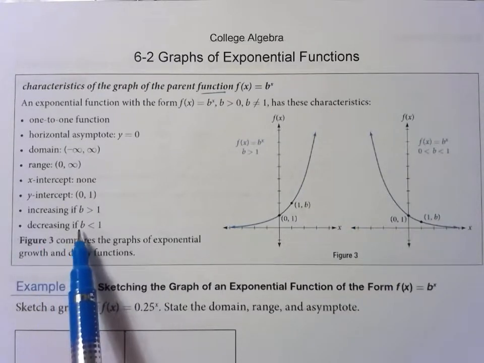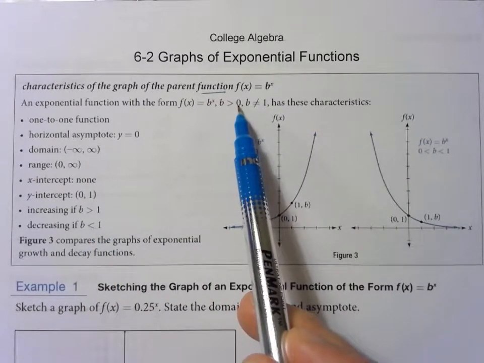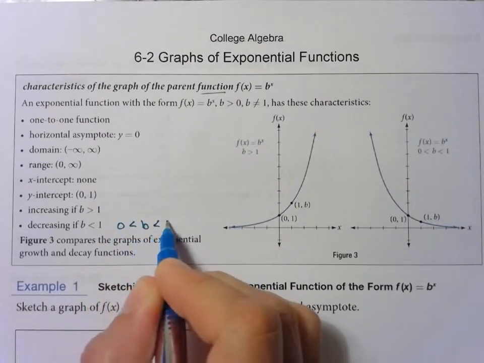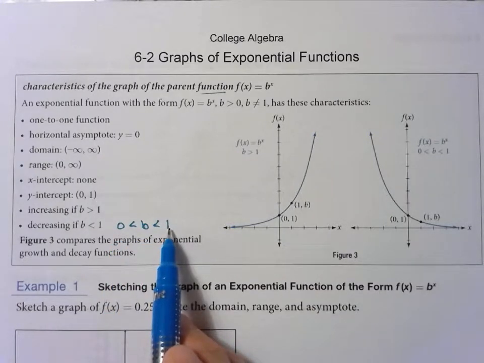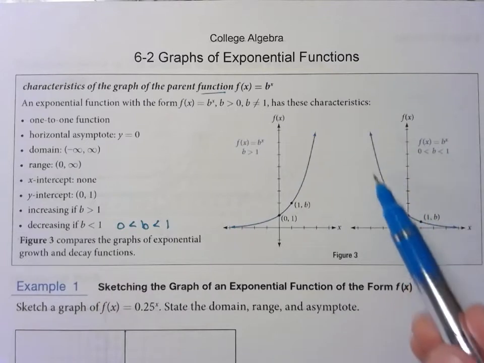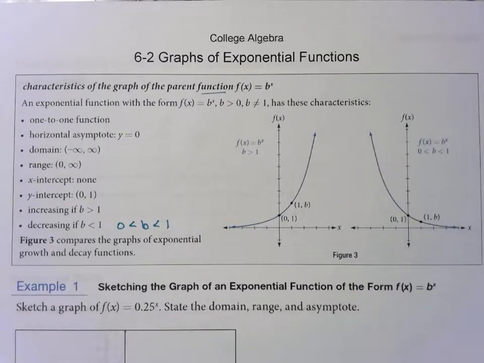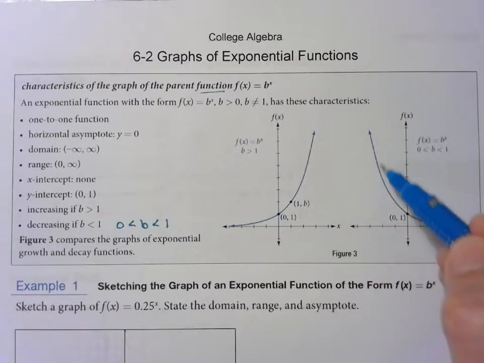It is decreasing if b is less than 1. Now this one is interesting because it says b is less than 1. Well, -6 is less than 1, right? Well, look here. It says b has to be greater than 0. So that means that 0 is less than b, which is less than 1. So b is actually between 0 and 1, which means b is some sort of fraction or a decimal, right? So if b is some sort of fraction or a decimal, we're going to have a decreasing function. Looks like this one. This is your exponential growth function. This is your exponential decay function.